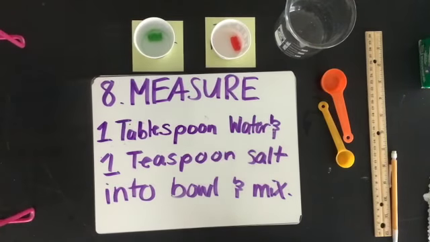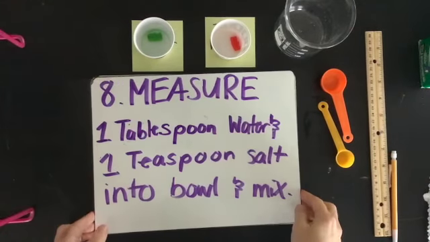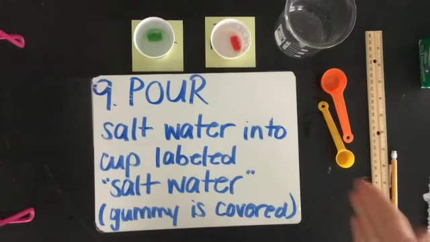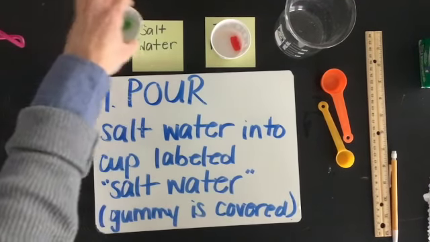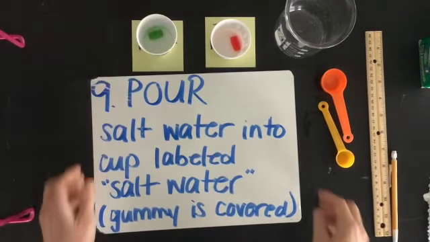So we just completed step 8, measuring your water and salt and mixing it in your cup. We then poured it into the cup and made sure that there's just enough that's covered the gummy, and we made sure that we put it in the salt water cup.